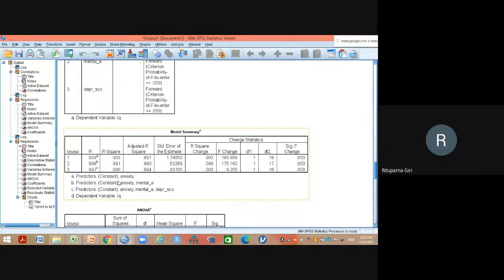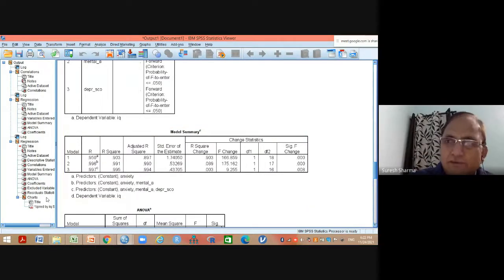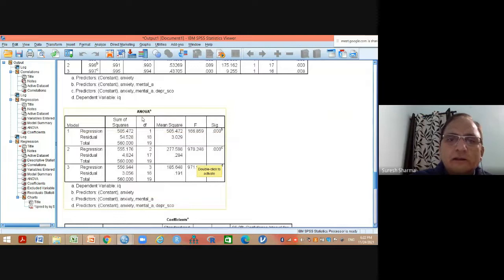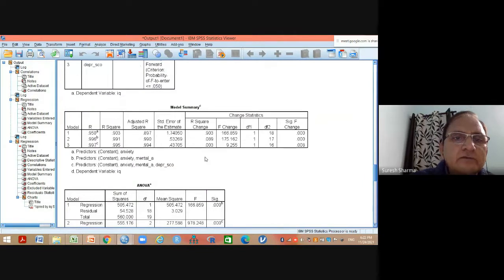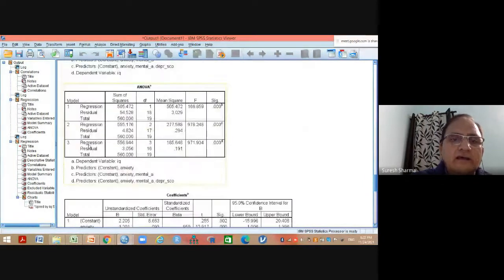Yes, sir. So if it is going up to 5, you have to report the last one because that includes the rest of them also. So you have to report that the value of R square in multiple regression was 0.995, adjusted R square was 0.994. And the ANOVA table, this is when you include anxiety. This is when you include anxiety and, what was the second? Mental age. And the last one when you include anxiety, mental age, and depression.